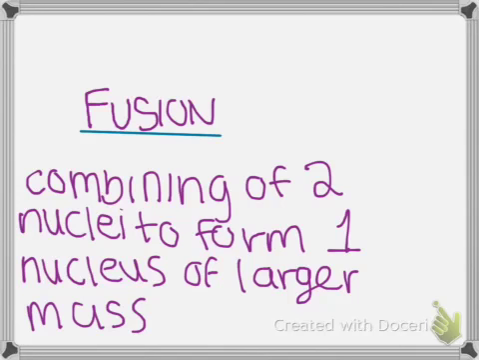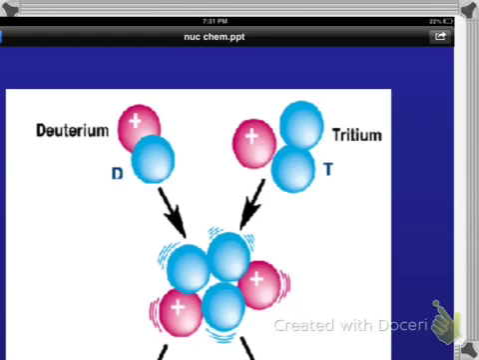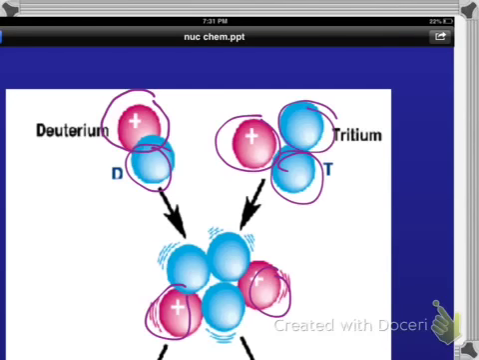Okay, so let's move on to fusion. And fusion is the combining of two nuclei to form one nucleus of a larger mass. So let's look at a diagram to explain this. So deuterium and tritium, these are two separate nuclei, and when they go together, they form one nucleus of a larger mass. And so you see you have two protons, and then you have 3 on each side. So it just creates one larger one, and that's fusion.